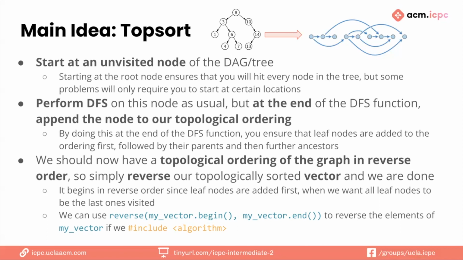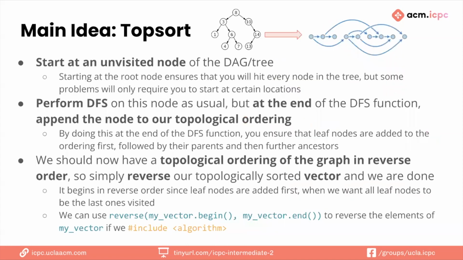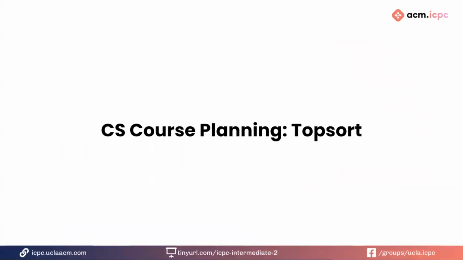Finally, as you might have noticed on the previous slide, we didn't get the topological ordering exactly. We got a reversed topological ordering. So the last thing that we need to do is simply to reverse the vector that we got. And there are multiple ways you can do that. For example, in C++, there is a function reverse in the algorithm library that you can use, or you can also do it manually, depending on the needs of your program.